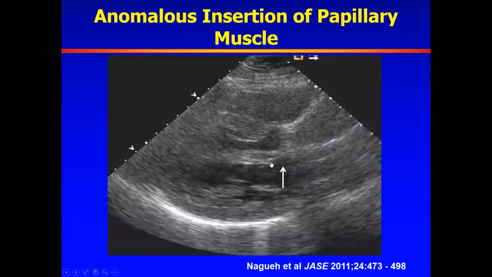There is an anomalous insertion of the papillary muscle. The muscle inserts directly into the anterior leaflet of the mitral valve, almost no chordae. To visualize these, off-axis views are often needed. This was a patient referred to us with a diagnosis of HCM. As a child, she underwent myectomy, and you can see where the mouse is, some thinning of the septum, but she was still left with obstruction because of that anomalous insertion that wasn't recognized and tackled.